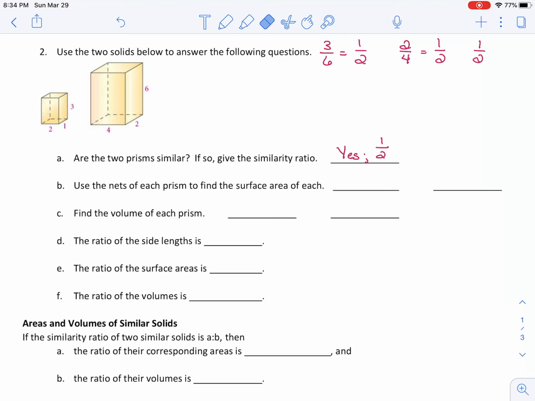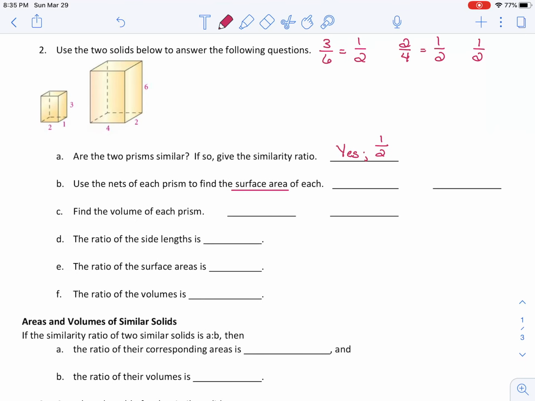Because they're similar, the whole point of this section is about these relationships that come about whenever you have similarity. Now, one of the properties has to do with the surface area. We have not talked about surface area once this entire school year, because it's technically supposed to be a middle school topic, but for most of you, middle school was a real long time ago, and you probably don't remember a bunch of it.